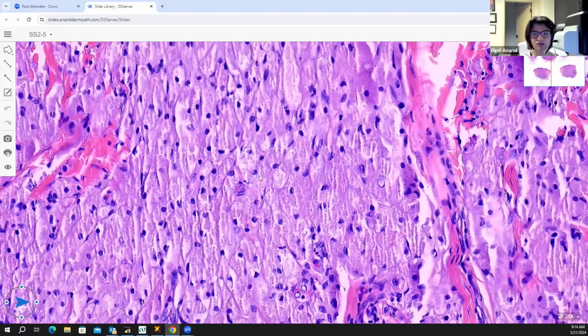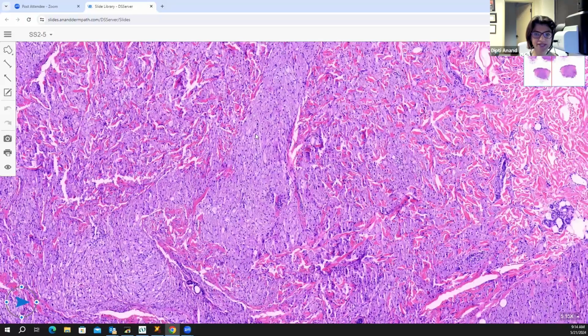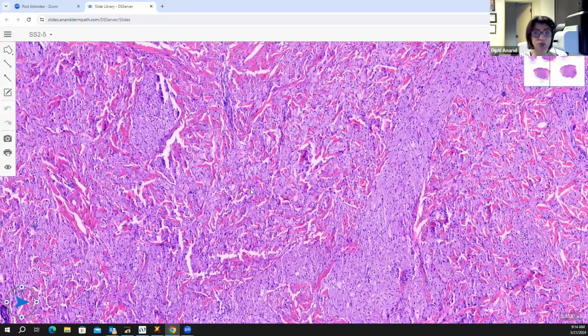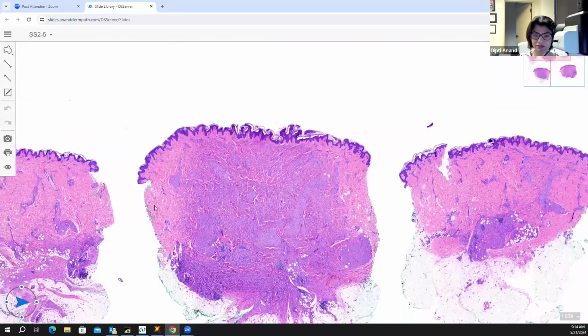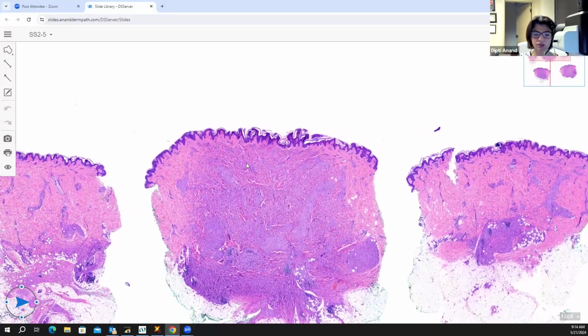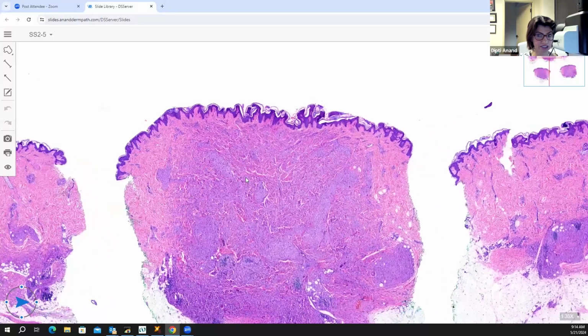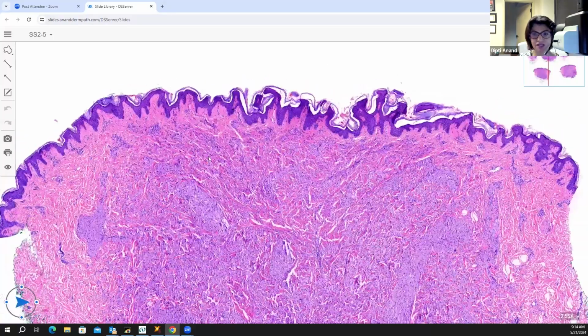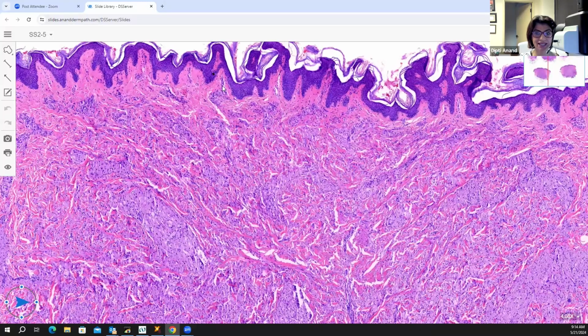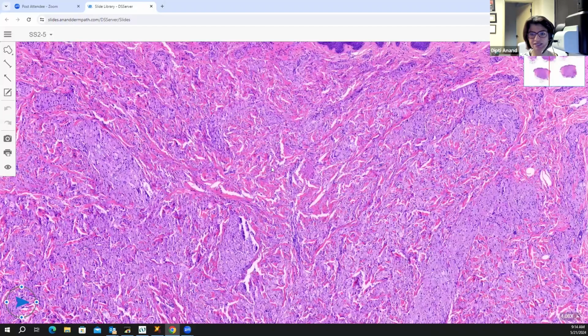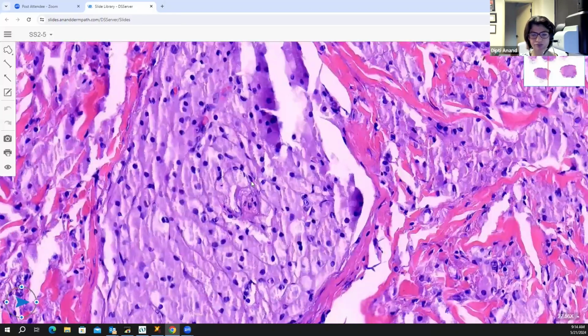These tiny granules are all lysosomes. These are Schwannian cells, so they are going to be S100 positive. This often appears as a mid to deep dermal or subcutaneous lesion. Clinically it may appear as a cyst. The overlying epidermis may or may not show reactive epithelial hyperplasia. So this is a nice example of a granular cell tumor.